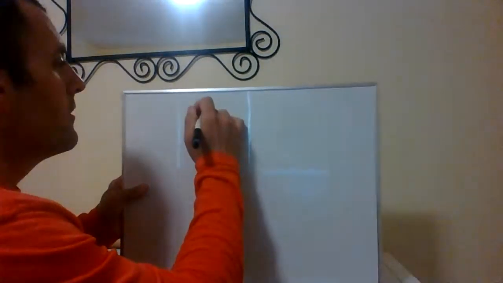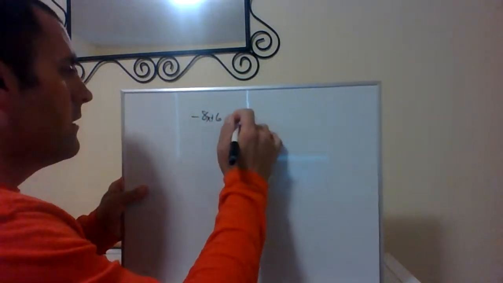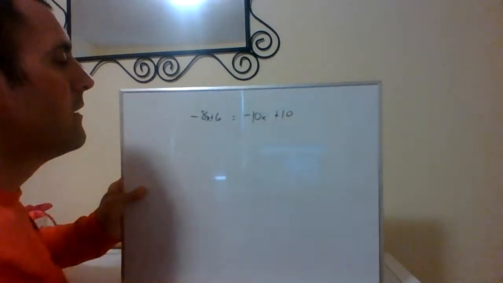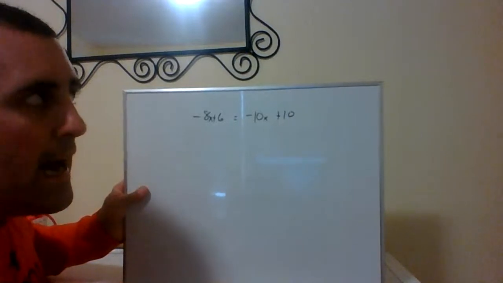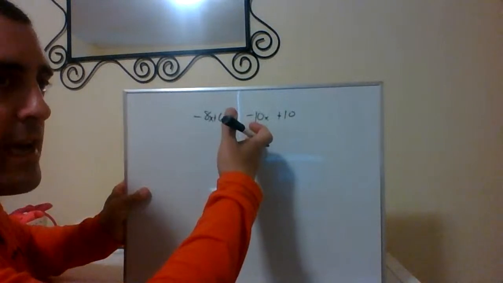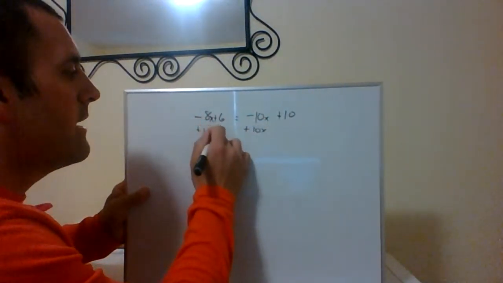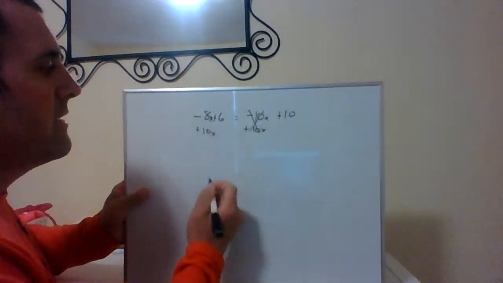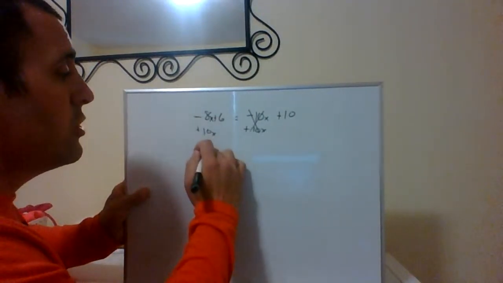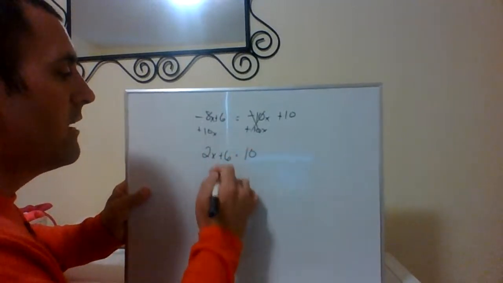All right, so we're left with negative 8x plus 6 equals negative 10x plus 10. So again, I would always try to get rid of the smaller coefficient. The smaller coefficient in this case is the larger negative, which is negative 10. So I'm going to add 10x to this side. I'm going to add 10x to this side. That eliminates this. Different sign, so we're going to find the difference. 10 minus 8 is 2. That's positive 2x plus 6 equals 10.